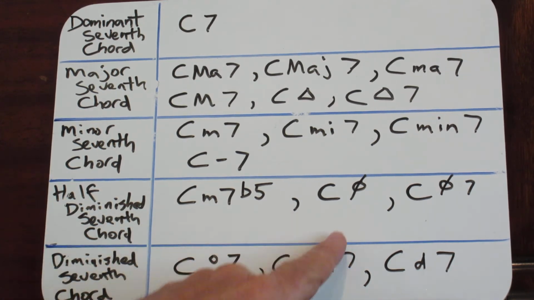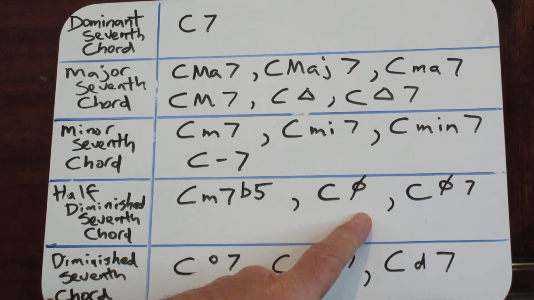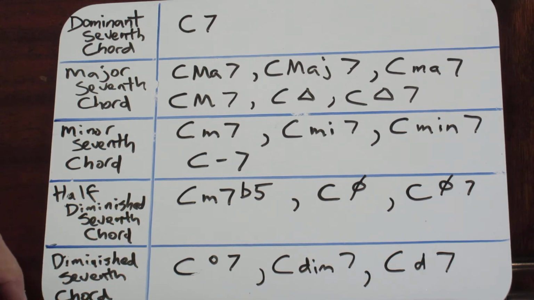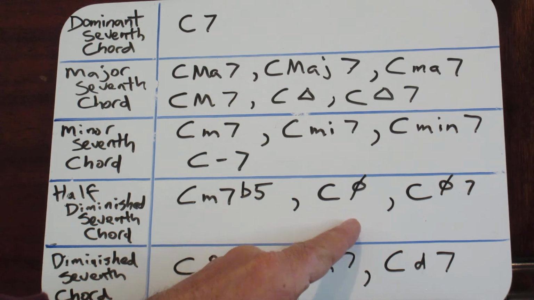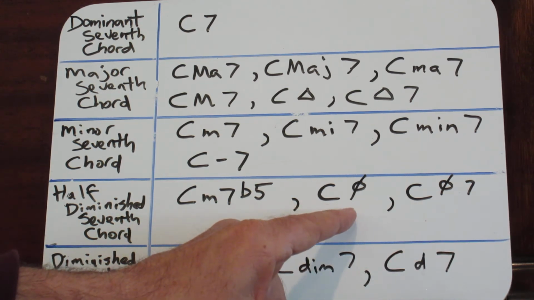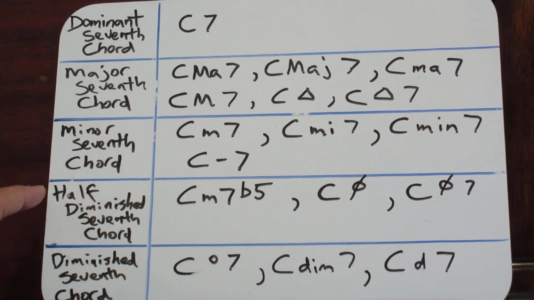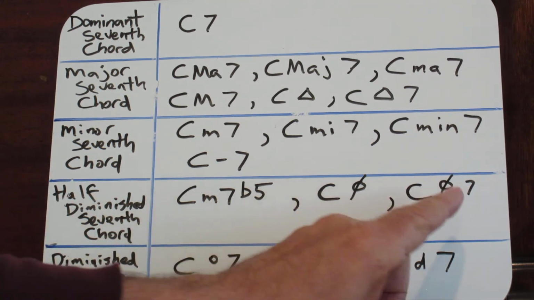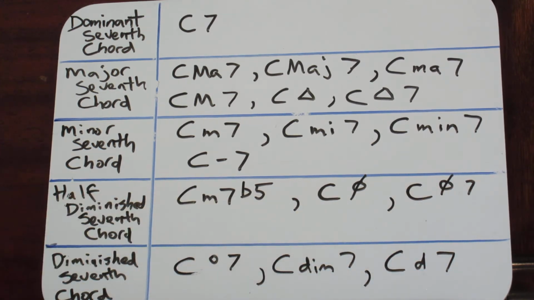Now the traditional notation for this was a circle with a slash through it, without a 7 on it. Some people add the 7, it's redundant because the slash means minor 7 flat 5 or half diminished. But if you see it, these 3 chord symbols all mean the same thing. Minor 7 flat 5, half diminished 7th. Bottom line is that means C, E flat, G flat, and B flat.